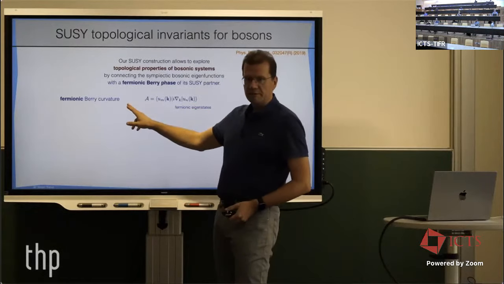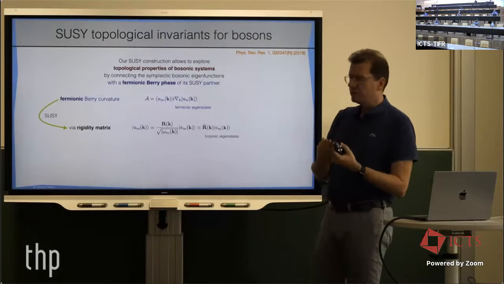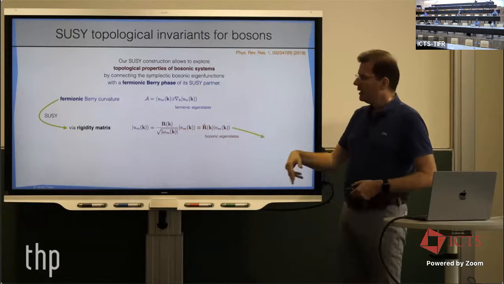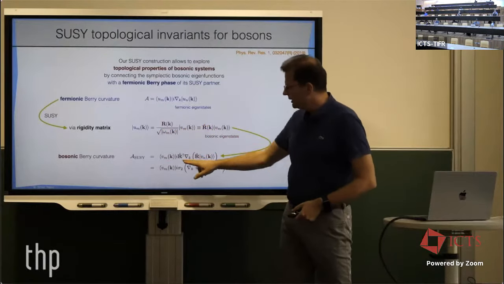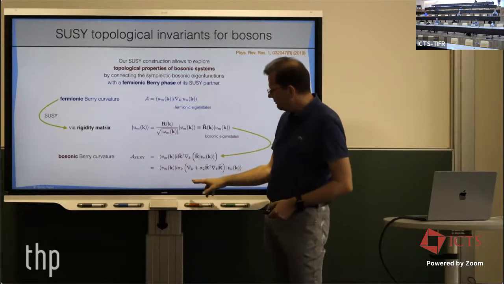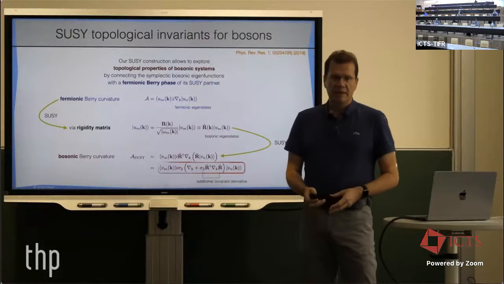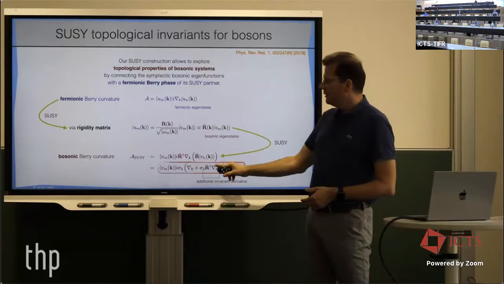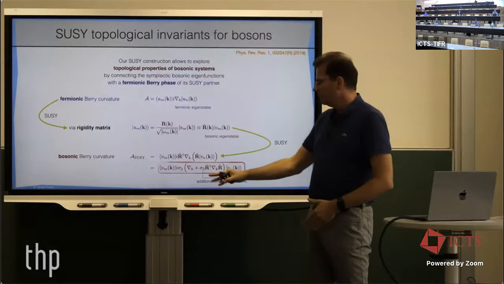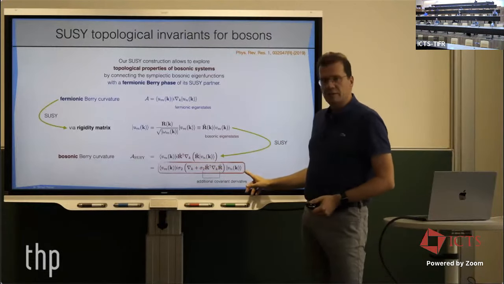If I start with a fermionic Berry curvature and look at the fermionic eigenstates, I can go via supersymmetry and the rigidity matrix, which describes the supersymmetric charge, to the bosonic eigenstates. Applying supersymmetry another time, I can then define, for the bosonic eigenstates and solely using those, a new type of bosonic Berry curvature, which in addition to its standard term has an additional covariant derivative. This higher order Berry curvature for the bosonic system can be non-trivial in examples where the conventional Berry curvature is trivial. So for instance, we can build higher order topological insulator mechanical analogs, where this will play a role.